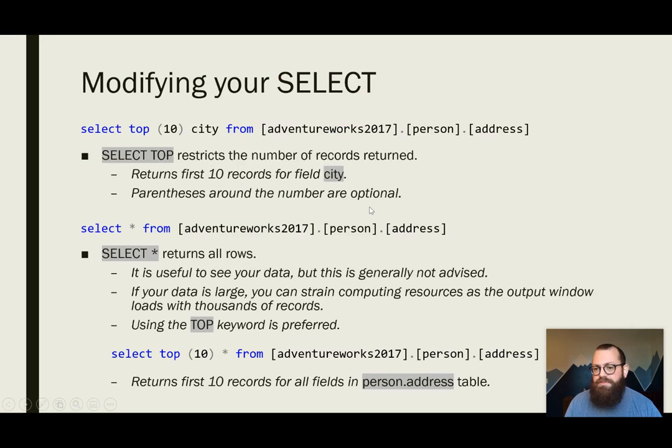Select top will restrict the number of records returned by SQL. In this particular example, we're saying select top 10 city from this person.address table. And so what this is telling SQL to do is return the first 10 records for the field city. And so what you'll essentially see are 10 rows, a single column, and in each one of those, you'll have different values for a city.